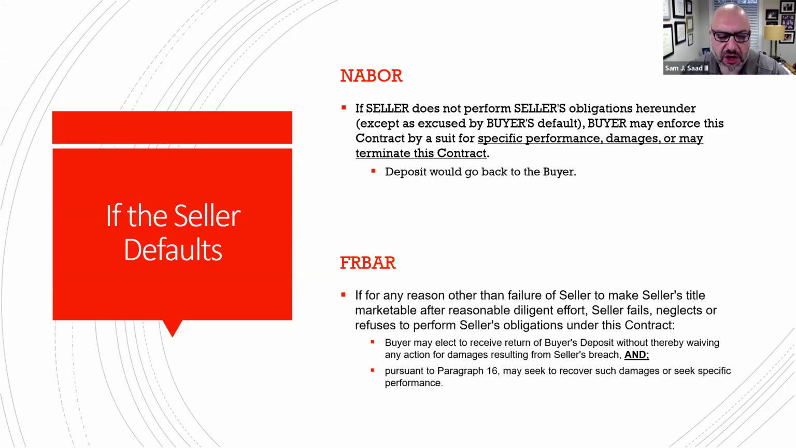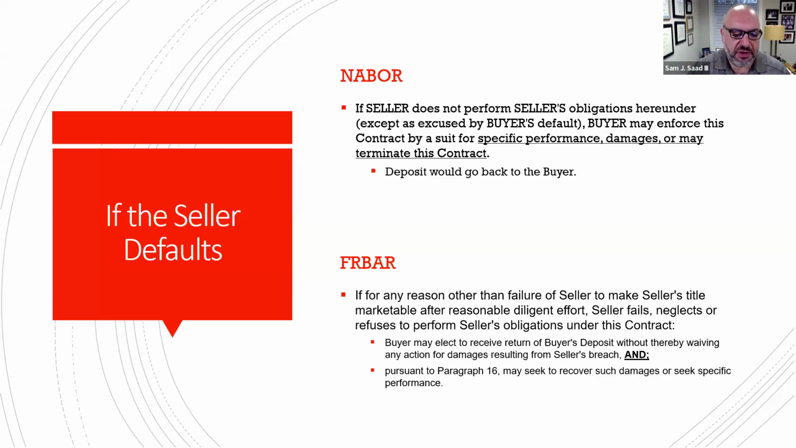And it's very similar under FARBAR. If for any reason other than failure of seller to make seller's title marketable after reasonable diligent effort, seller fails, neglects, or refuses to perform seller's obligations under this contract, then the buyer can either take the deposits and sue for damages, or they can seek specific performance under paragraph 16, which I'm going to show you in a second.